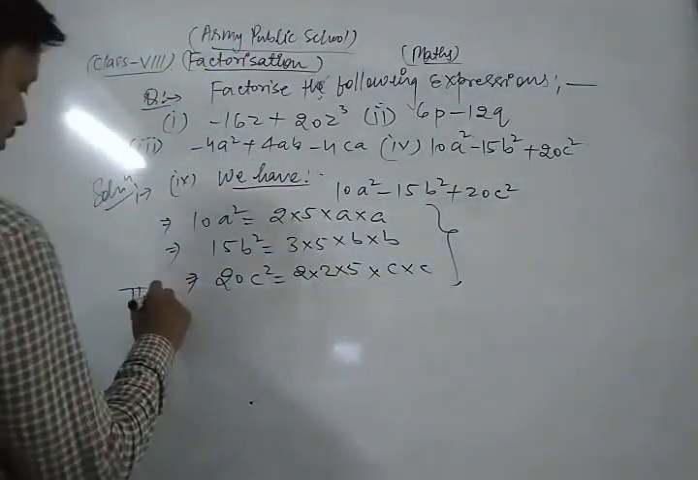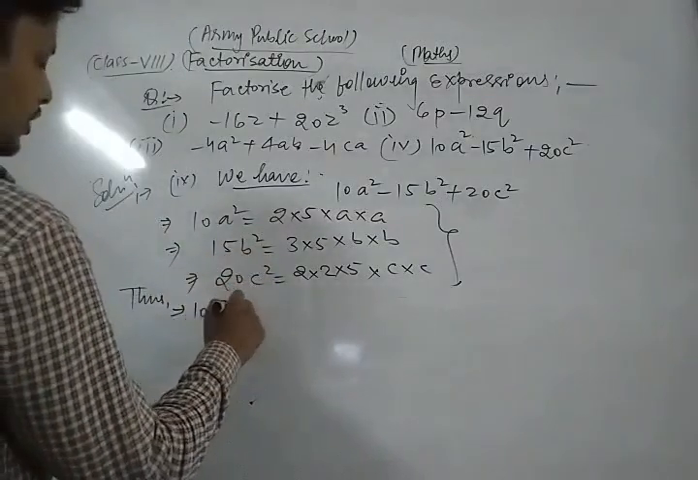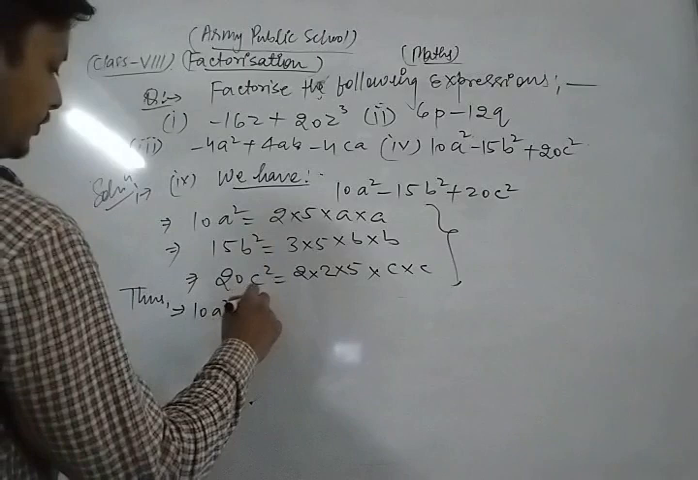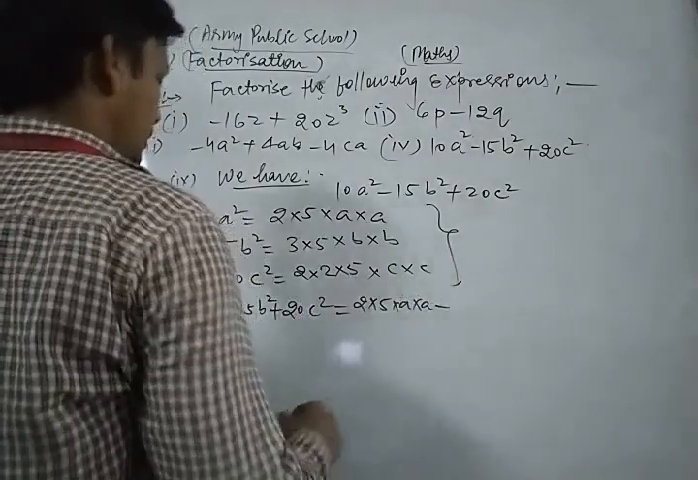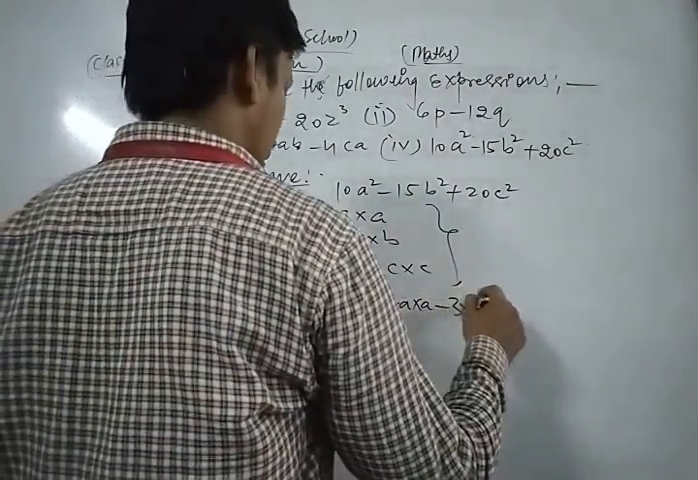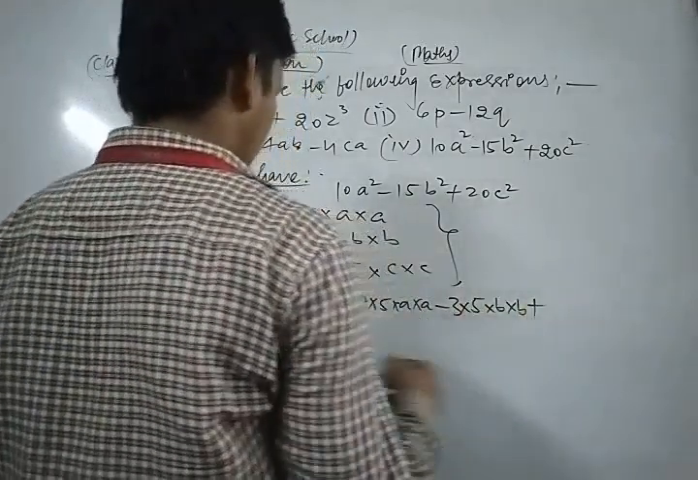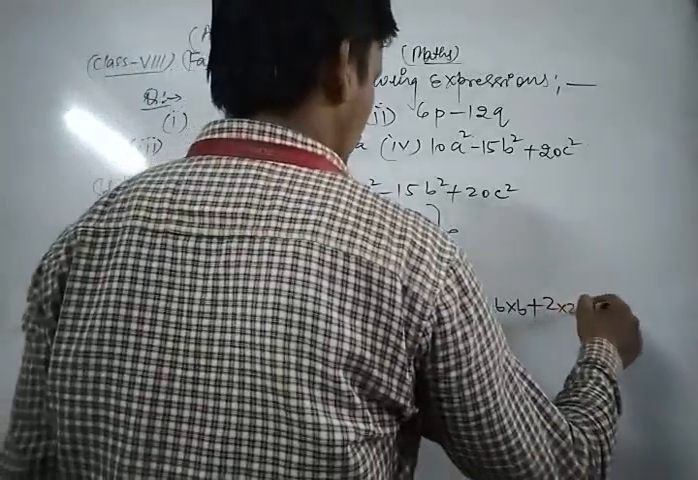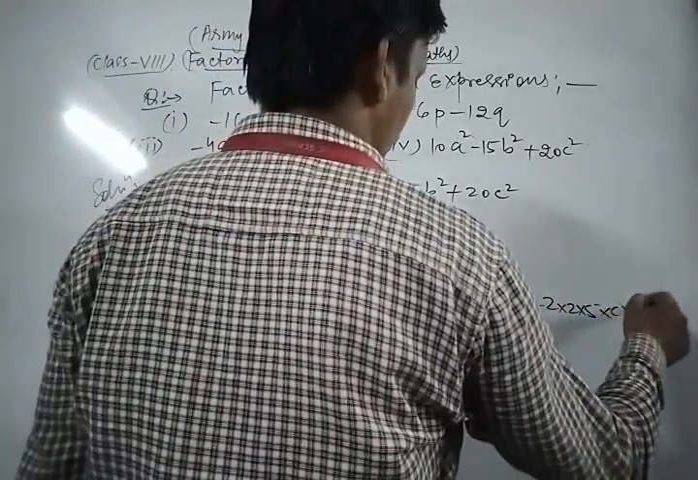Thus this is 10a square minus 15b square plus 20c square, right? 10a square we can write as 2 into 5 into a into a, minus 15b square we can write as 3 into 5 into b into b, plus 20c square we can write as 2 into 2 into 5 into c into c.